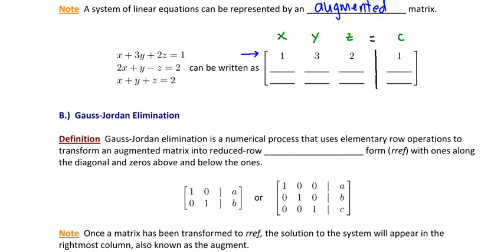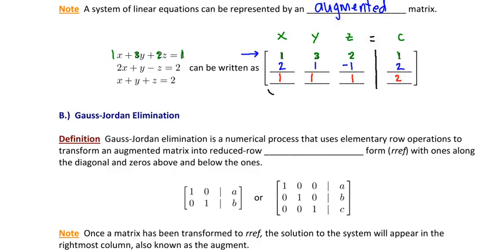So in equation 1, we have coefficients 1, 3, and 2. So you can see those are our entries 1, 3, and 2. And on the right side of the equals, we have the constant 1. So we have a 1 on this side. Looking at equation 2, we have coefficients 2 times x, 1 times y, negative 1 times z, and that equals constant 2. And for our third equation, we have coefficients 1x, 1y, 1z, and that equals 2.